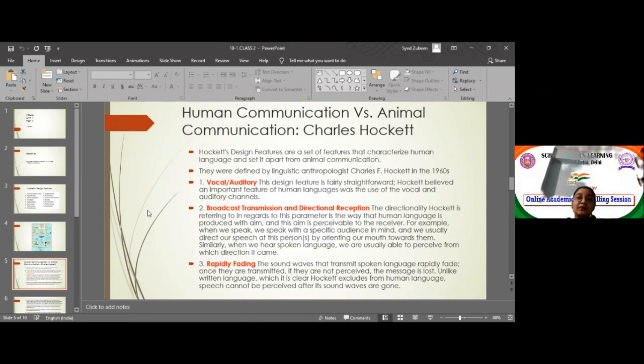When we are talking to a friend, we are looking towards him and speaking to him. We are not talking to the walls. We are speaking to the person in front of us. Right now, I'm speaking to the laptop, to my screen, because I know that it is being recorded and you're sitting behind, using your laptops and mobile phones to connect to me. So when we speak with a specific audience in mind, we usually direct our speech at this person by orienting our mouth towards them. Similarly, when we hear spoken language, we are usually able to perceive from which direction it came.